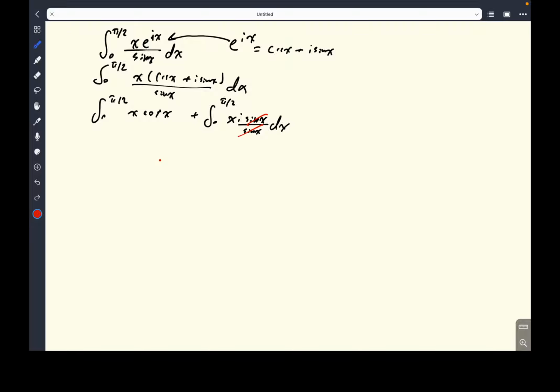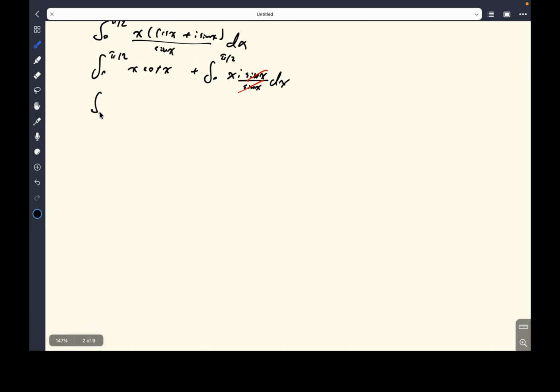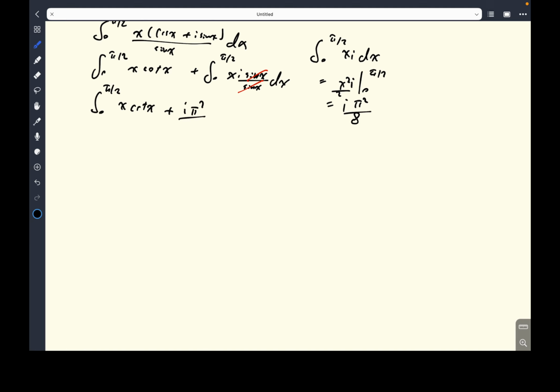Now it's going to become the integral from 0 to pi over 2 of x cotangent x plus the integral from 0 to pi over 2 of xi dx, which is x squared i over 2 from 0 to pi over 2, which is i pi squared over 8. So plus i pi squared over 8. Now we're just left with this integral, so we have to find the real part of this integral to find the answer.